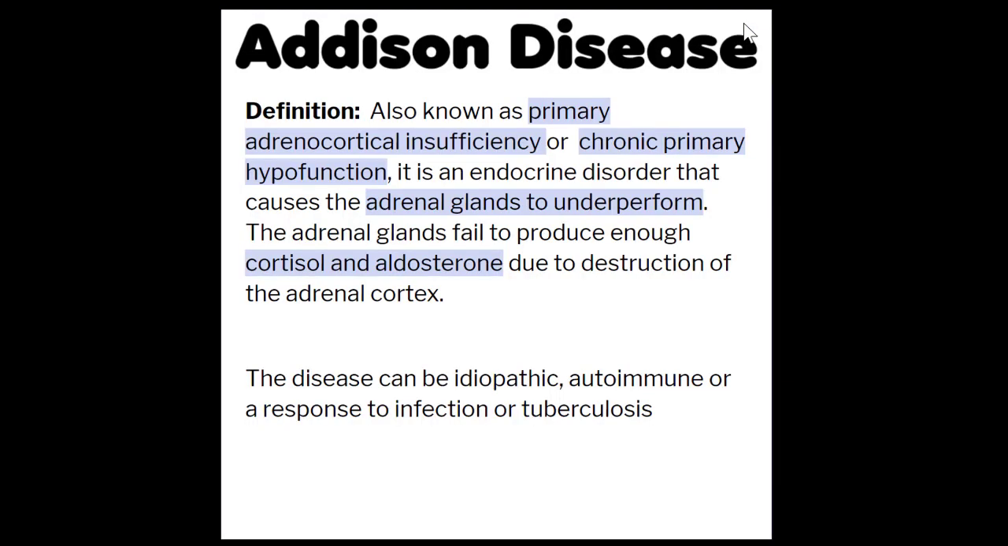Addison disease comes with multiple alternative names, including primary adrenocortical insufficiency and chronic primary hypofunction. These two names should clue you in that the function of the adrenal glands is depressed. The adrenal gland fails to produce enough cortisol and aldosterone. The cause of Addison disease can be unknown, brought on by autoimmune diseases, or in response to an infection like tuberculosis.